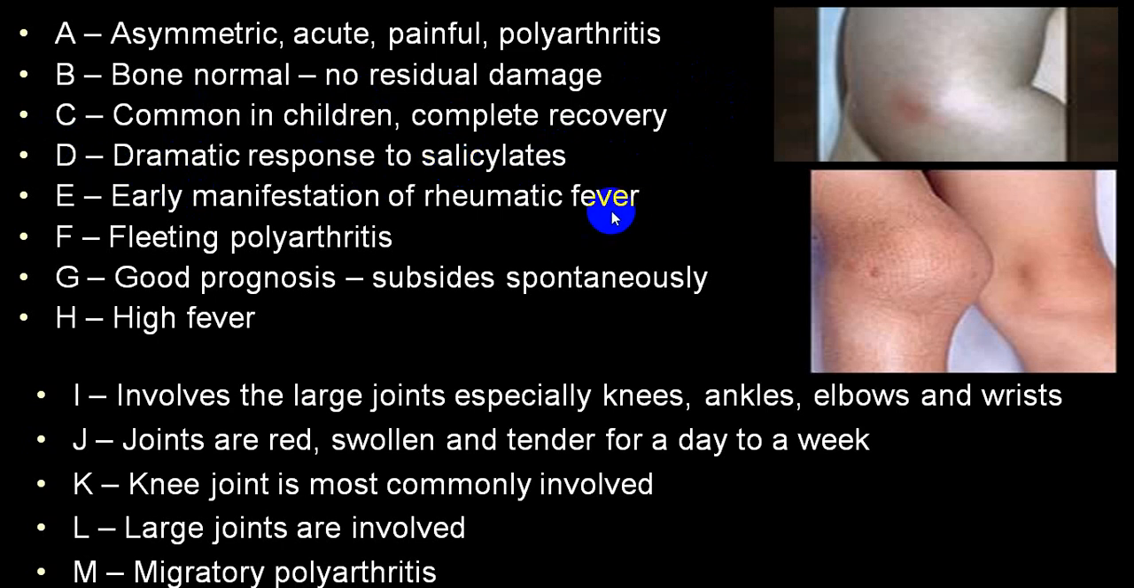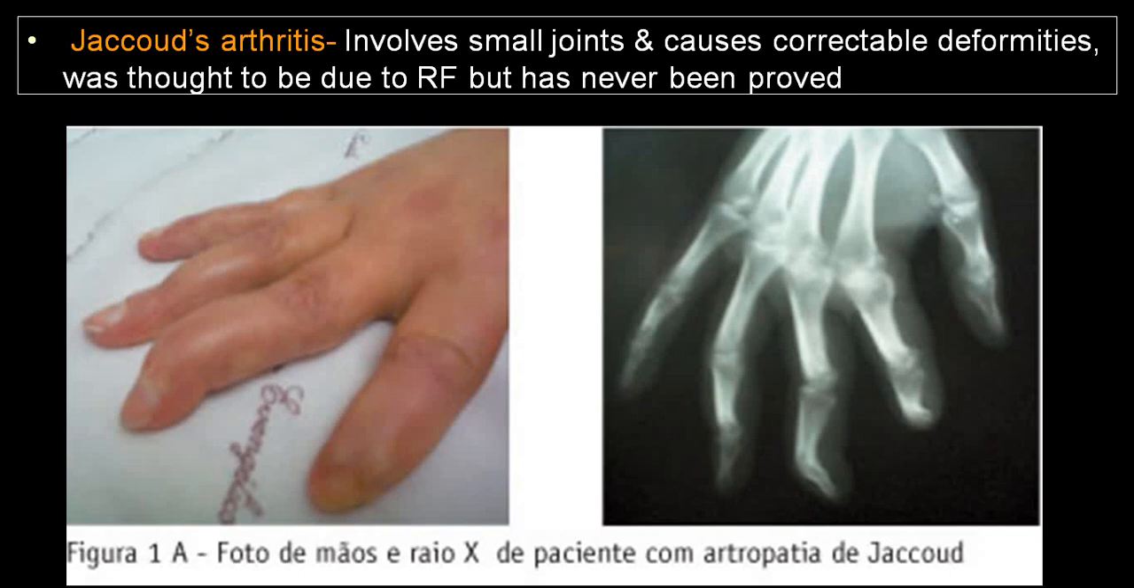E for earliest manifestation of rheumatic fever. F for fleeting polyarthritis, good prognosis. H for associated with high fever. I for involvement of large joints, knee, ankle, elbow and wrist. J for joints will show all the findings of inflammation like redness, swelling, tenderness and will persist for days to weeks. K for knee joint is the most commonly involved joint. L for large joints. M for migratory polyarthritis.